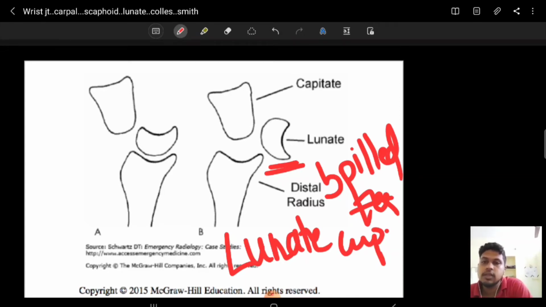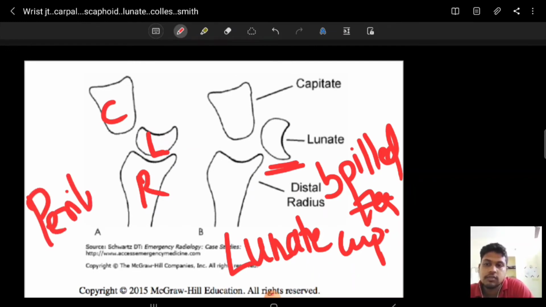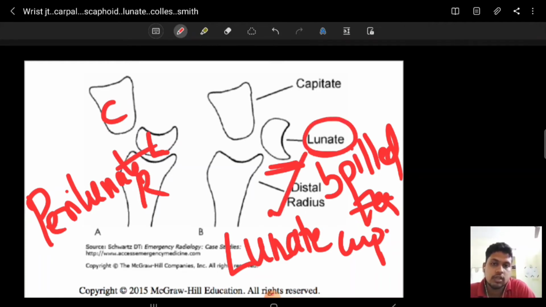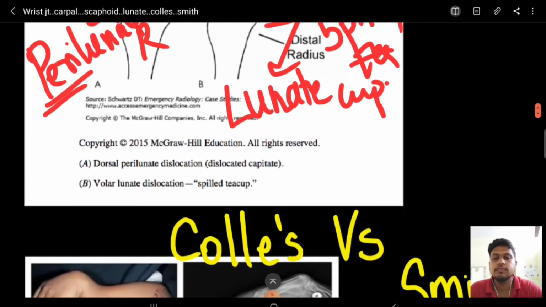Whereas in this diagram, as you can see, the lunate is in position, the radius is in position, and the capitate is dislocated. This dislocation does not involve the lunate, so it is called perilunate dislocation. Here the lunate is dislocated, so it is called lunate dislocation. Here something other than the lunate is dislocated, so it is called perilunate dislocation. That's all. This is the anatomical significance of this.